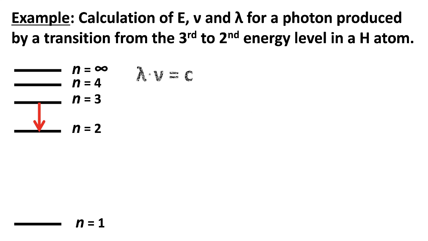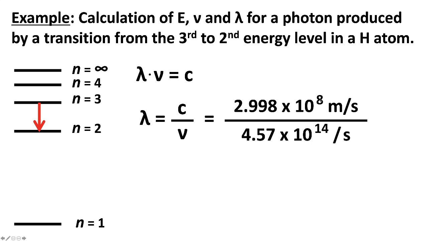And then last but not least, we want to find the wavelength. We know that wavelength is related to frequency by the speed of light. So lambda times nu equals c. Solving for lambda, which is c over nu, we then plug in the speed of light, 2.998 times 10 to the 8th meters per second. We divide by the frequency of 4.57 times 10 to the 14th per second, which we just calculated. Per second cancels. Do the math, and we get 6.56 times 10 to the minus 7th meters.